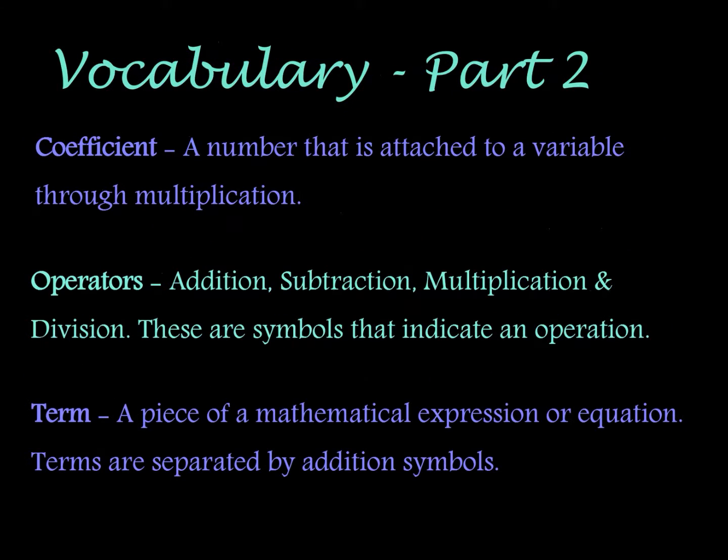A coefficient is a number that is attached to a variable through multiplication. So in an example 4x minus 12, the coefficient would be 4. But in the example negative 5x plus 6, the coefficient would be negative 5.